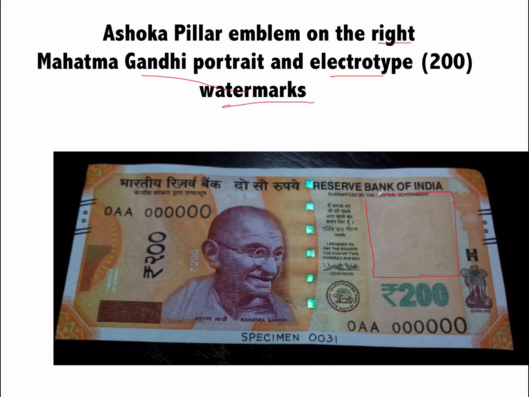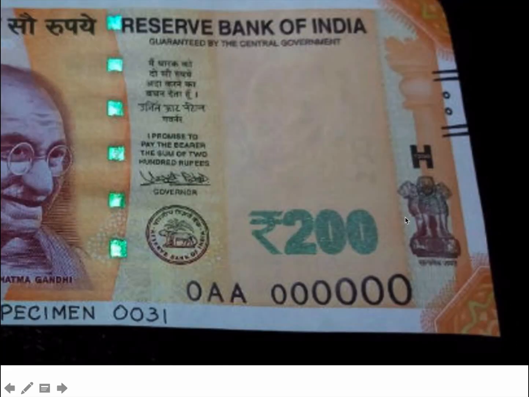Look at this area of the note. Do you think it is blank or there is something? Can you appreciate there is a watermark of Gandhiji here and there is 200 written here. This is what you call an electrotype, and this is a watermark of Gandhiji. Let me zoom in. Can you see it's kind of hidden, but you need to concentrate. There is a Gandhiji watermark here, and here you can see electrotype 200. This is also a security feature.